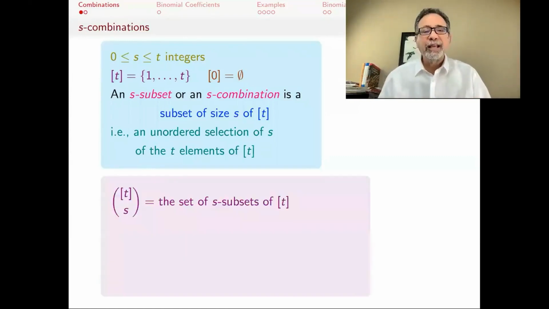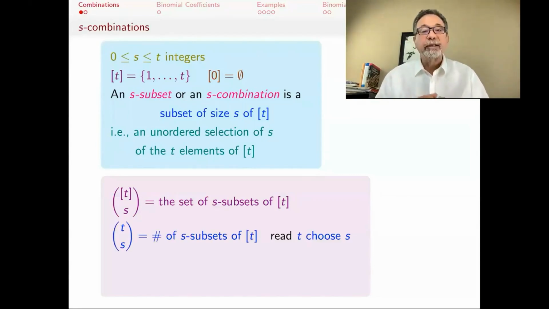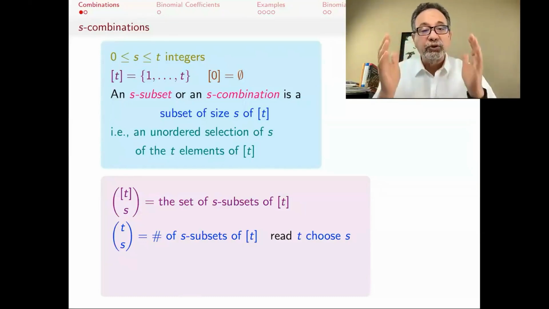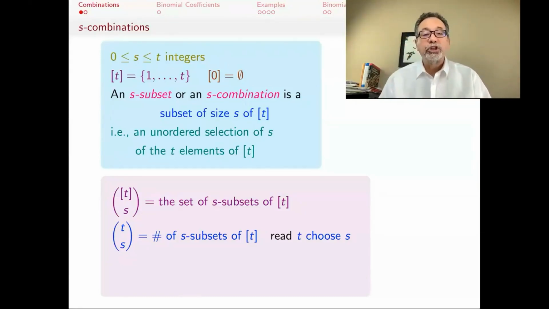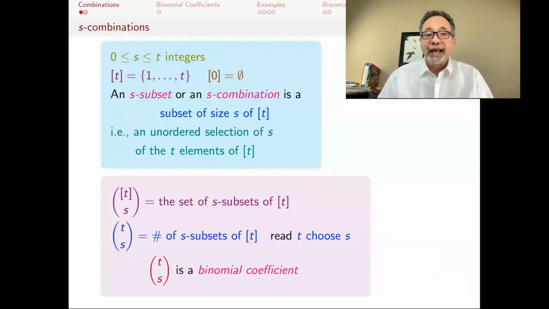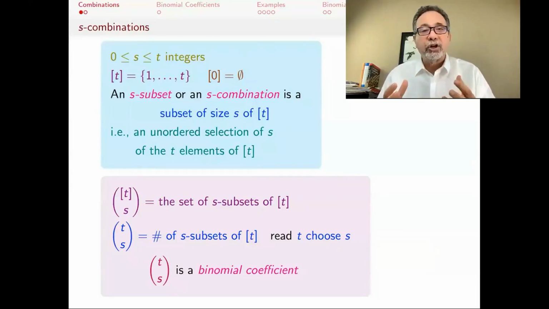Each way that you make a committee of size S is an S combination or a subset of size S of that collection. Now, bracket T choose S, that's how we read this, is the set of all subsets of size S, the set of all these S combinations of bracket T. And T choose S, which is just a T with an S underneath it and two parentheses, is the number of those. So T choose S is a number. Bracket T choose S is a collection of subsets, all subsets of size S. This T choose S is called a binomial coefficient. In this lecture, I will not get to telling you why it's called a binomial coefficient. It has to do with the binomial theorem, expanding x plus y to the n. In a future lecture, I will.